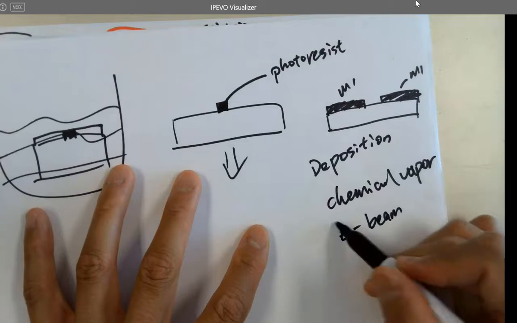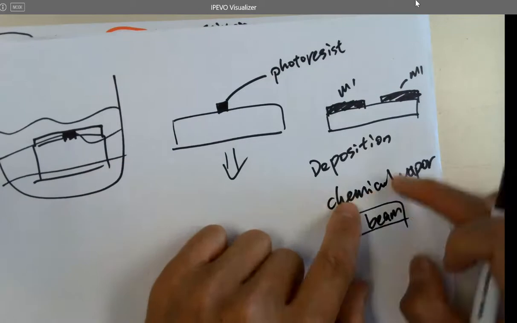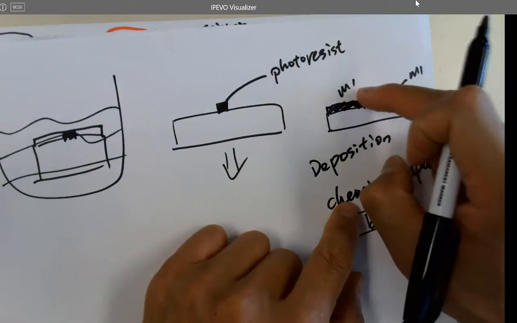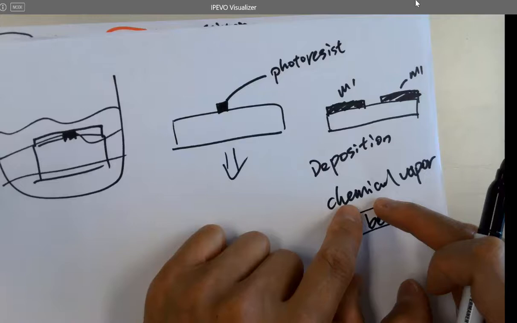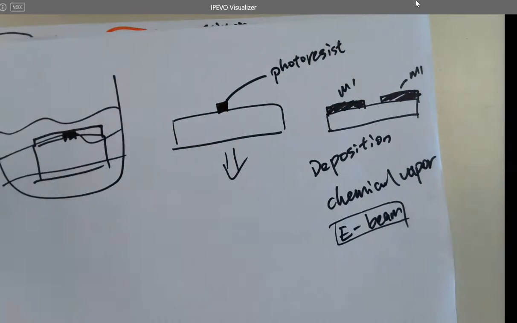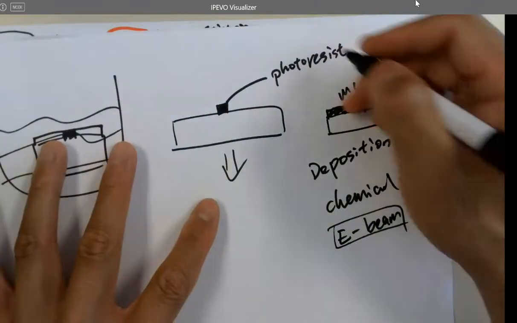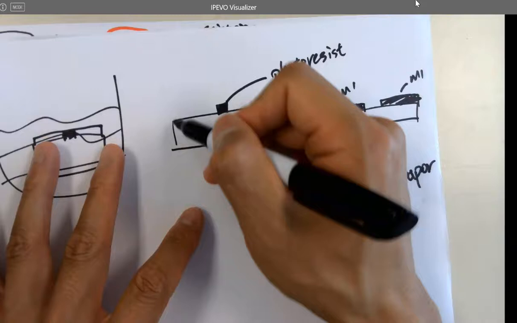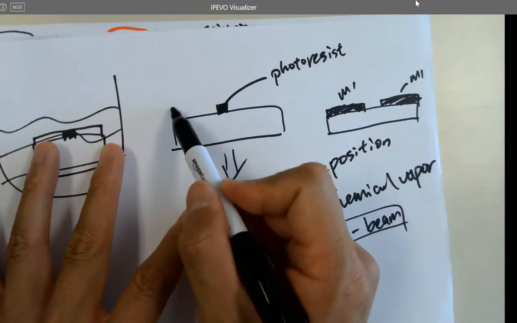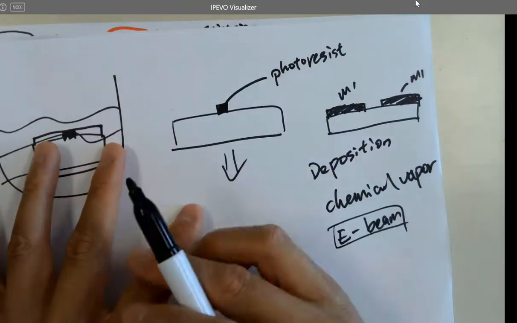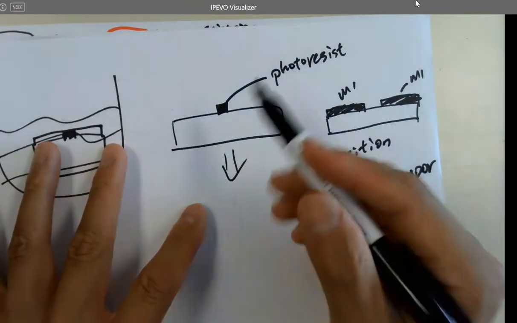I might be wrong for this one, but anyway, they can generate these metal molecules as a chemical vapor in that chamber, and that metal will deposit. You have a substrate over there, so they will deposit evenly. Did I pronounce it correctly? Deposit? Yeah, deposit.